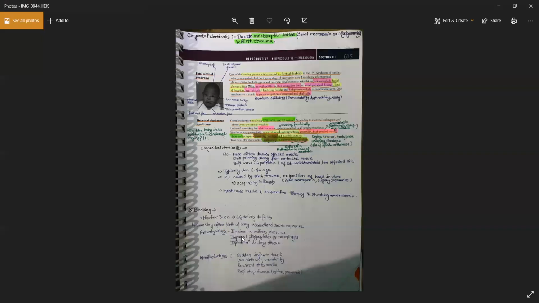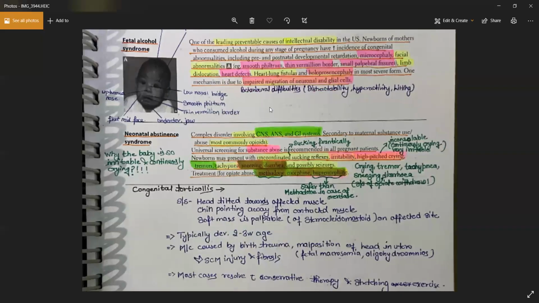Then let's discuss fetal alcohol syndrome. It is seen in mothers who drink alcohol in pregnancy, right? And this is the most common preventable cause of intellectual disability. Very important. It is a leading preventable cause of intellectual disability. Step 1 can ask you what is the leading preventable cause. It will be alcohol. You need to remember that.